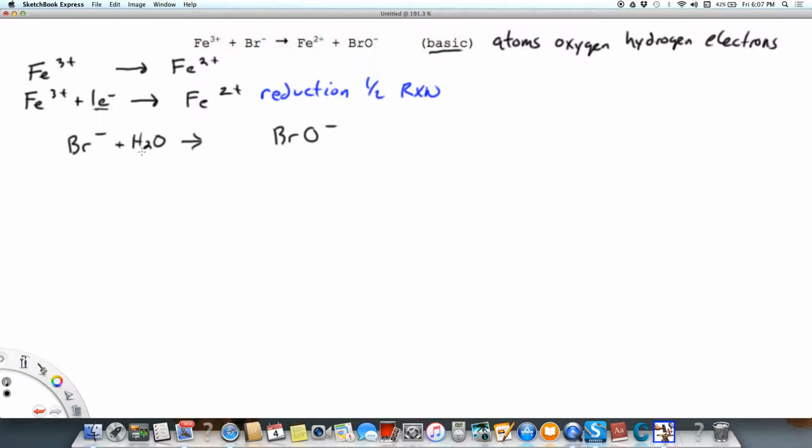But we've added hydrogen to the left, so we're going to need to add hydrogen to the right. I'm just going to write it on the next line and do it in steps. So I have 2 hydrogen atoms. I'm going to need to add 2 hydrogen ions to the right. The problem is this is a basic solution. So I need to add hydroxide.